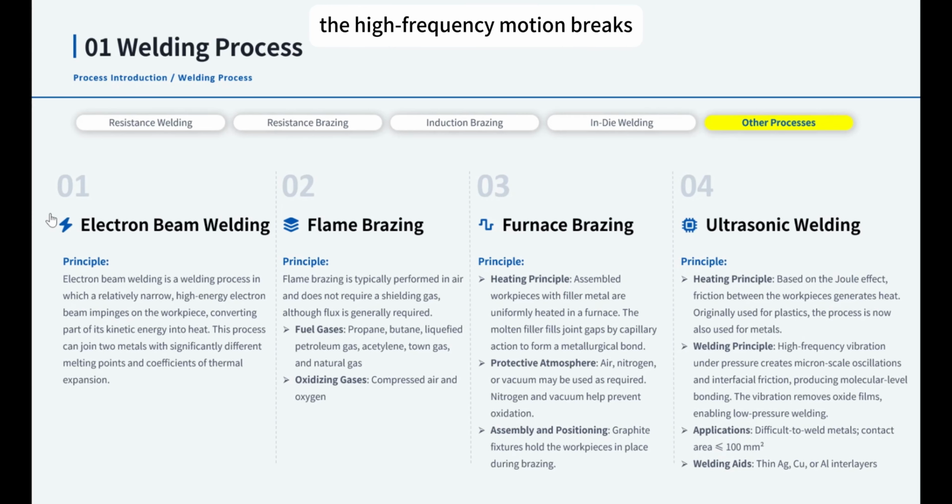At the same time, the high-frequency motion breaks up the surface oxide films, allowing the weld to be completed under relatively low pressure. For the applications covered here, ultrasonic welding is particularly suitable for difficult-to-weld metals and contact areas of up to 100 square millimeters. When needed, thin layers of silver, copper, or aluminum can also be used as interlayers to improve weldability.